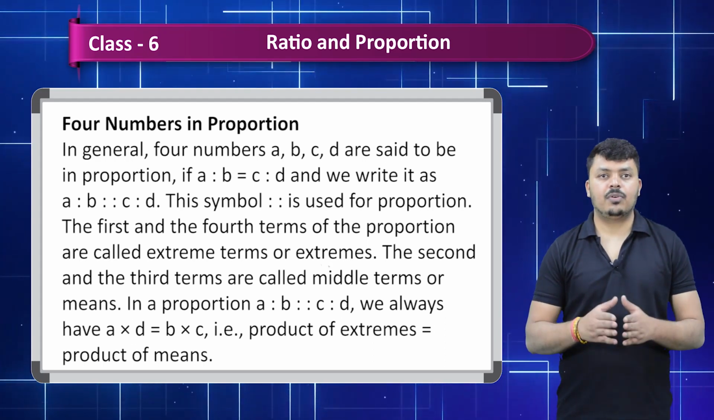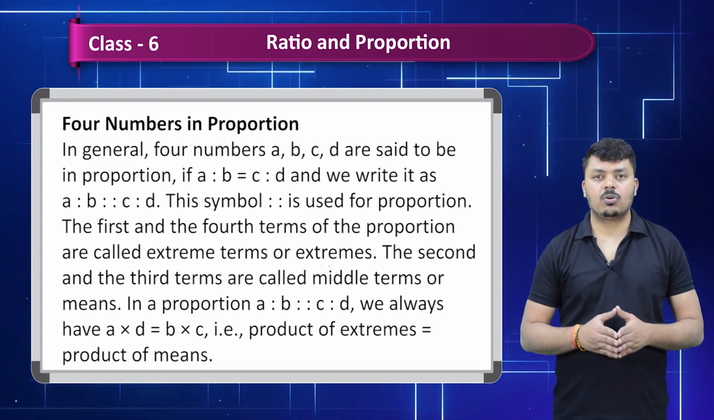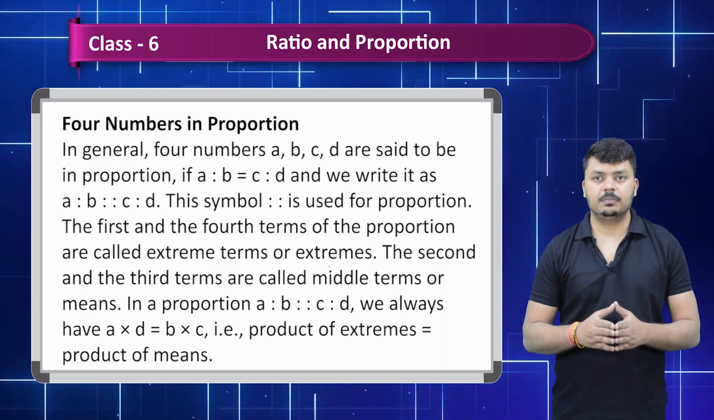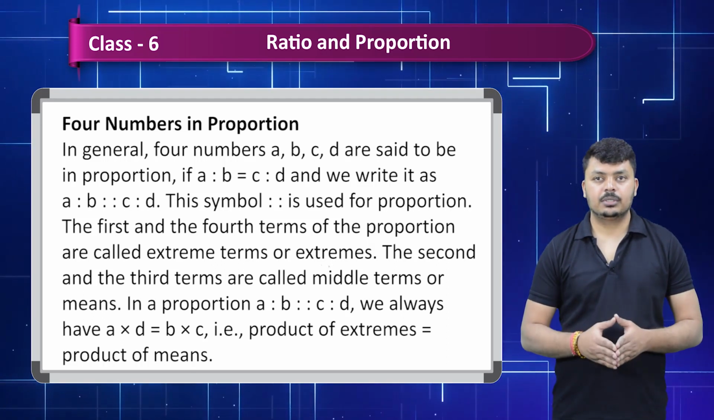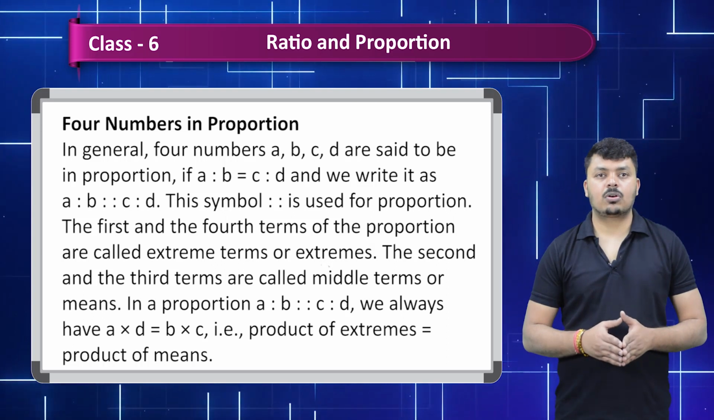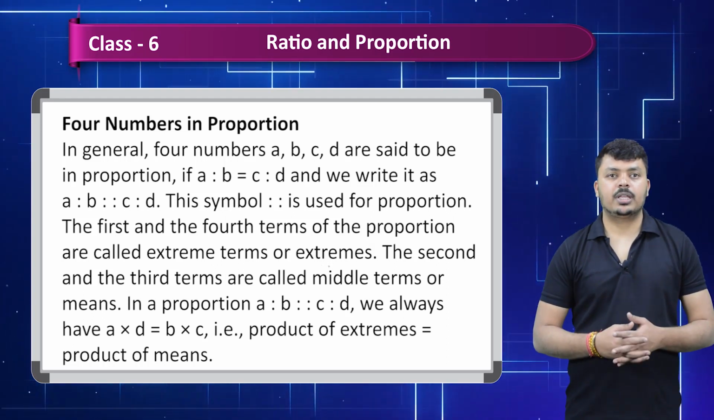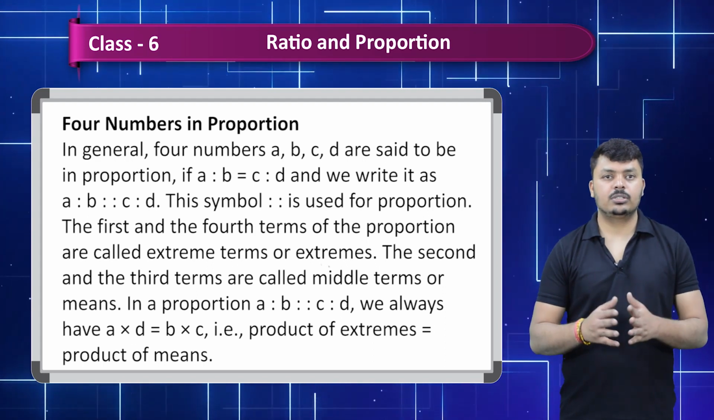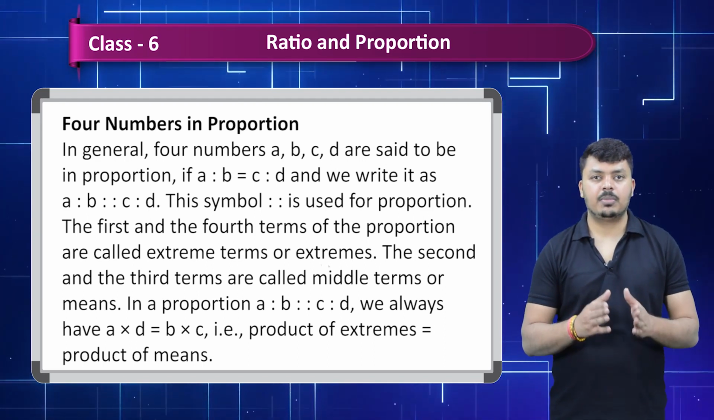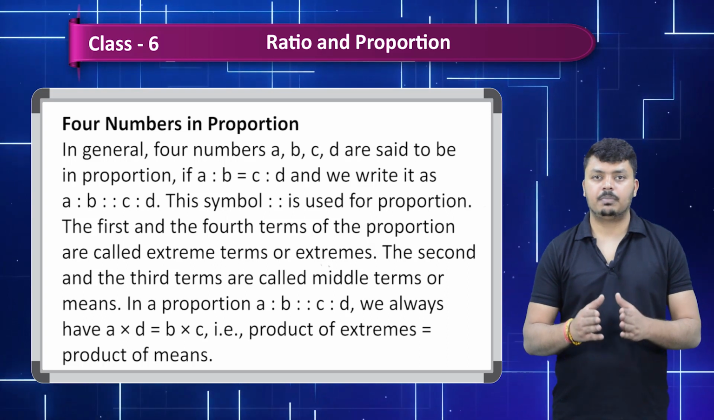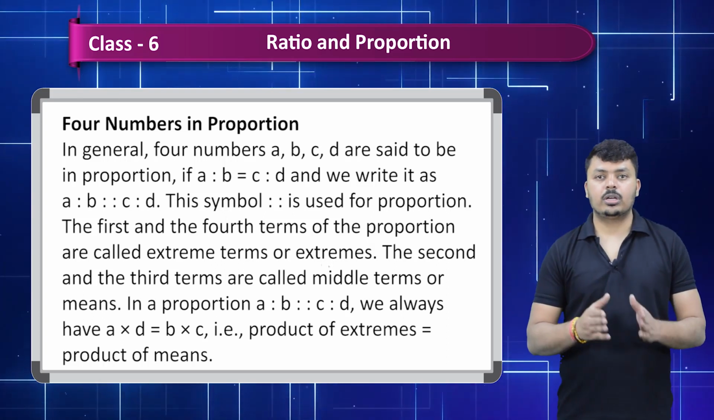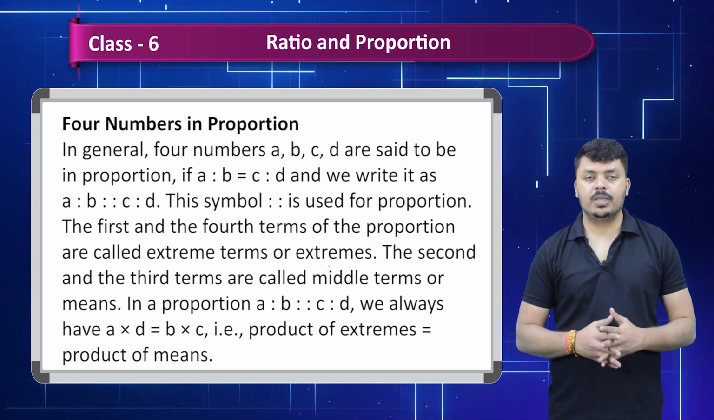The first and the fourth terms of the proportion are called extreme terms or extremes. The second and the third terms are called middle terms or means. In a proportion A is to B, proportion C is to D, we always have A multiplied by D equals B multiplied by C. That is, product of extremes is equal to product of means.